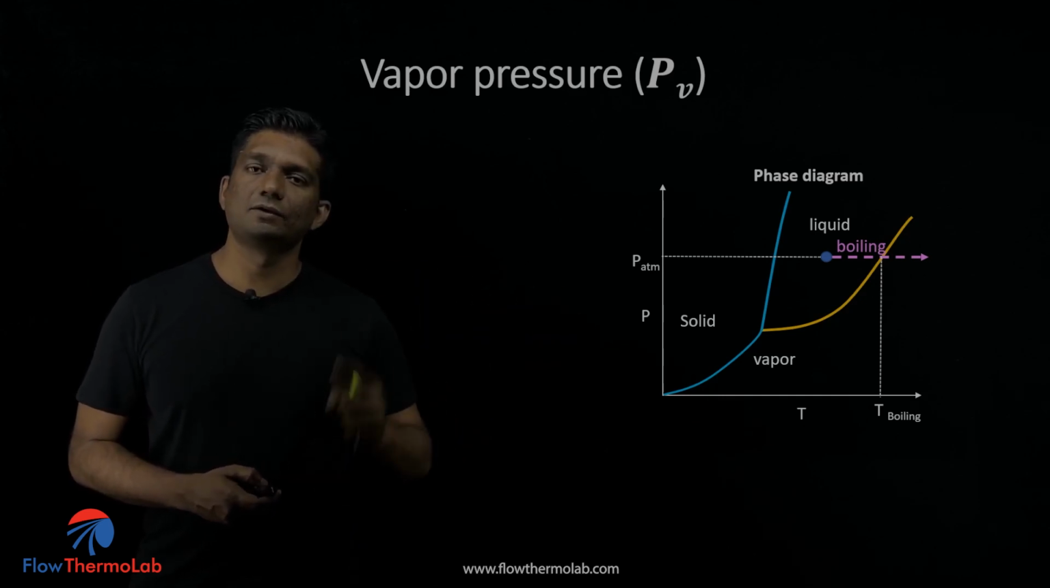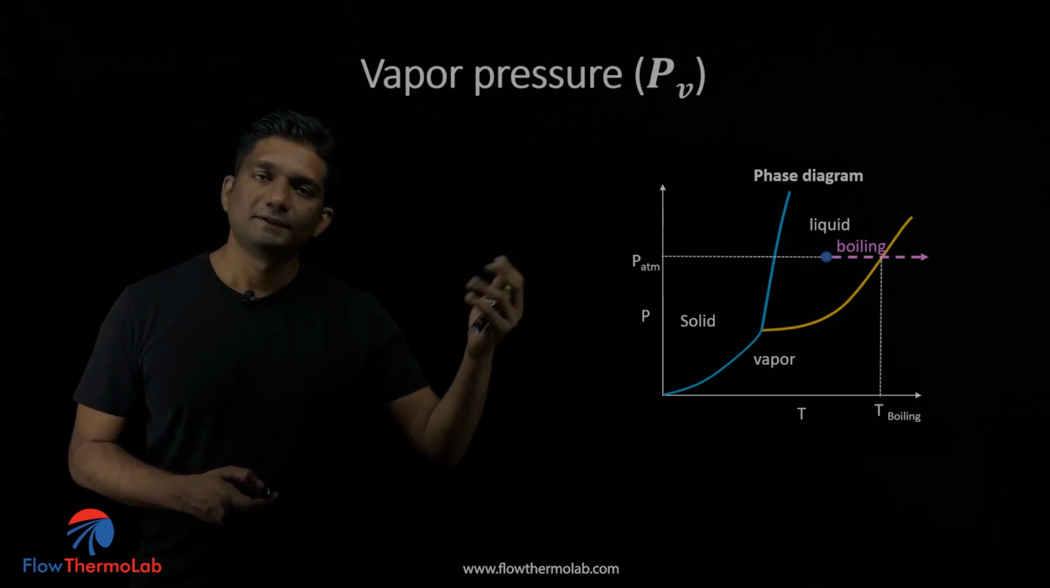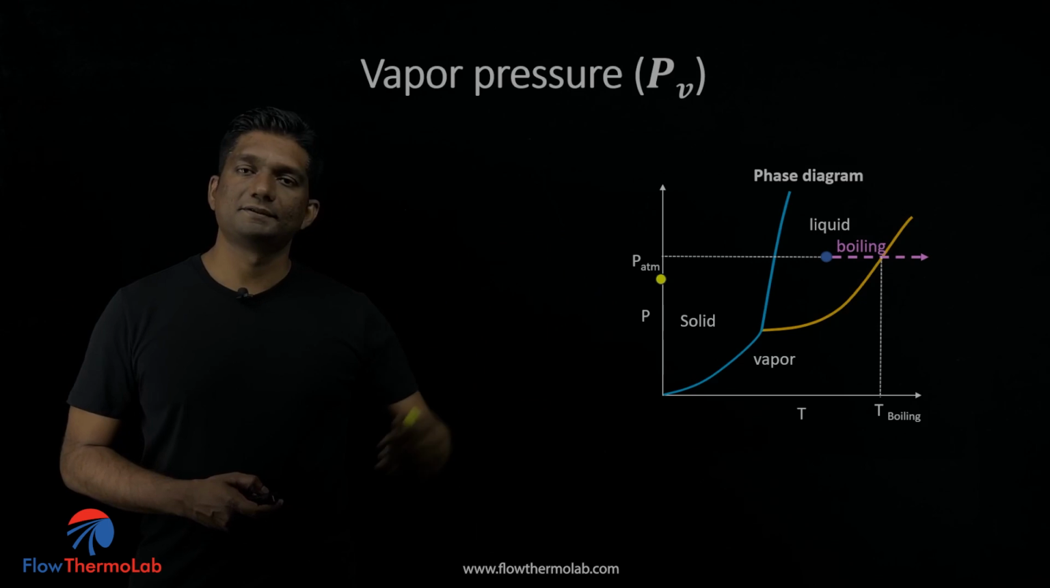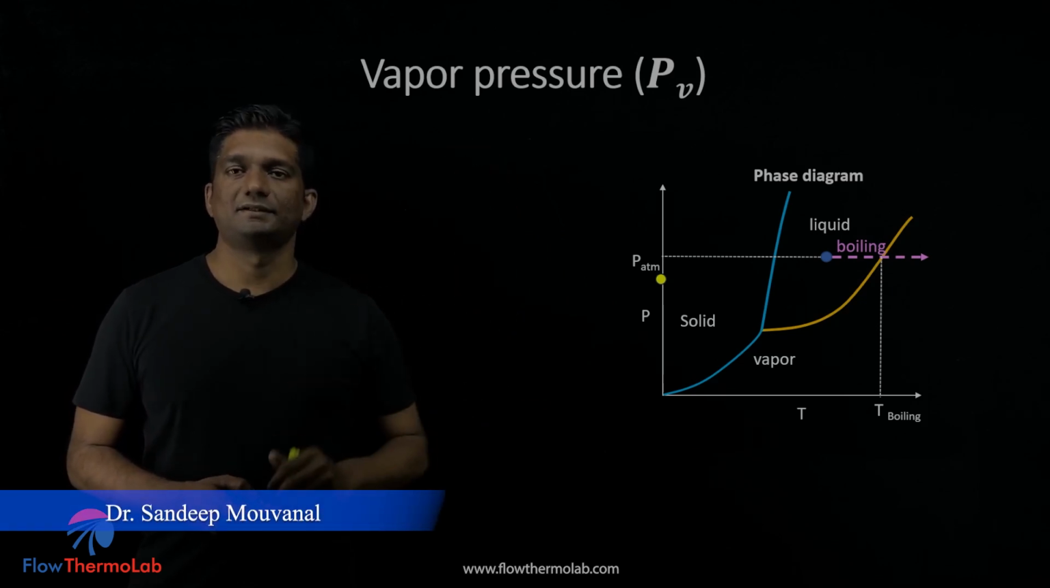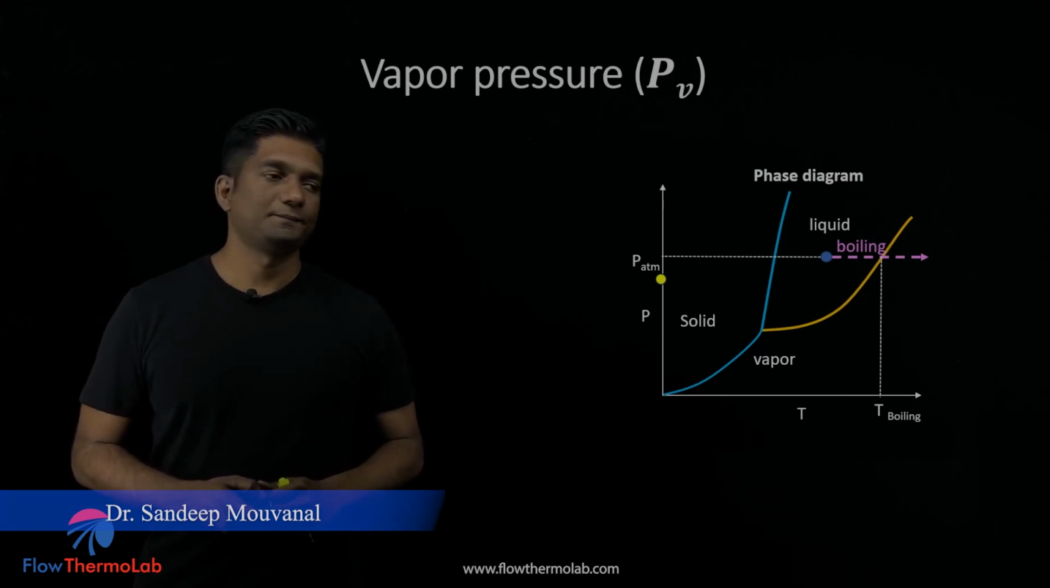Now imagine you are going to the top of a very high altitude area, maybe on the top of the Himalayas or even higher. So what happens? The pressure reduces. The atmospheric pressure is going to come down. The pressure at that particular height is lower.